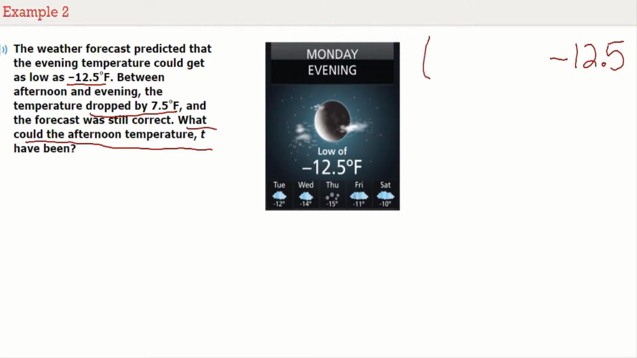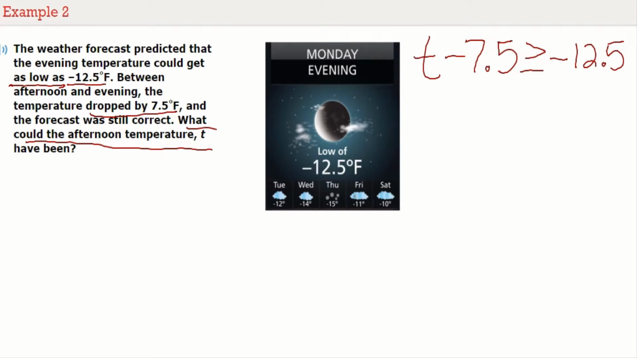So we know T is unknown, but we know from whatever temperature that was, it dropped 7.5 degrees. And we know -12.5 was the lowest temperature. So that means we need to use a greater than or equal to inequality.